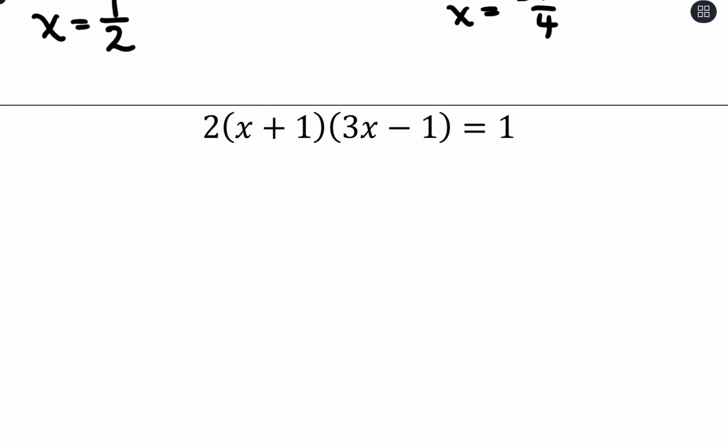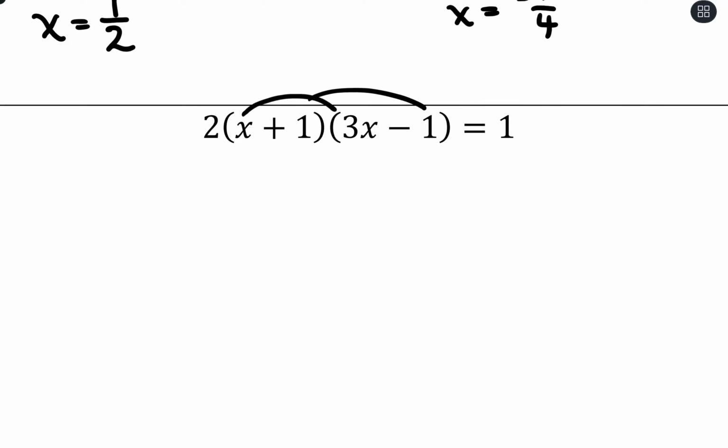Okay, last one here. What if it's something messy like this, and you're seeing those factors, and you're like, ooh, I could just set those equal. I'd have x plus 1 equals 1, 3x minus 1 equals 1. We can't do that. It has to be 0 on one side of the equation. So what I need to do is actually multiply all of this out. So I need to simplify this left-hand side of the equation.